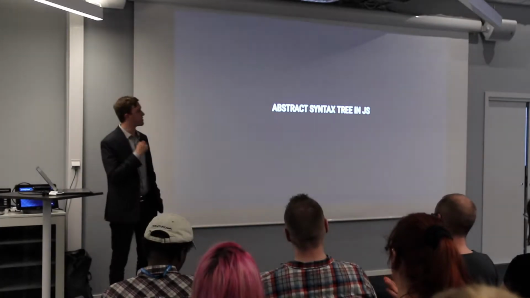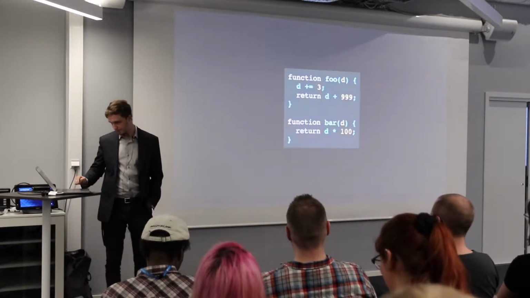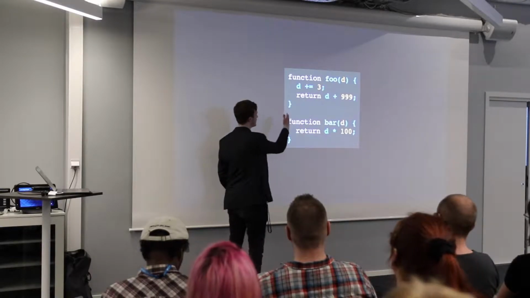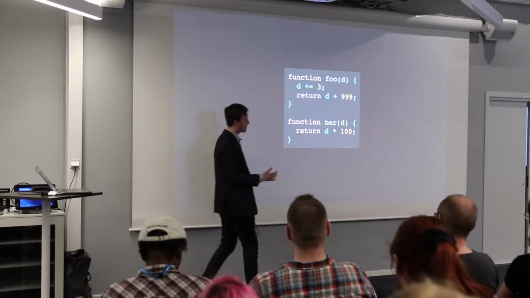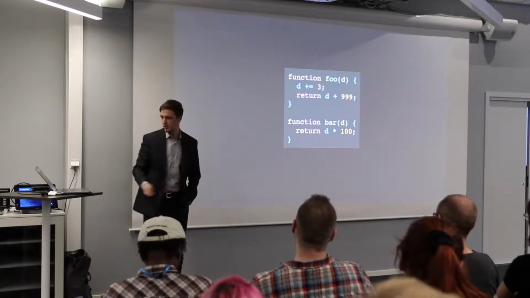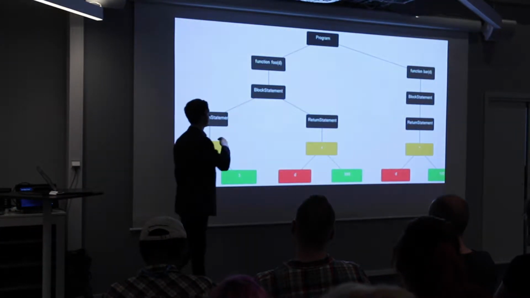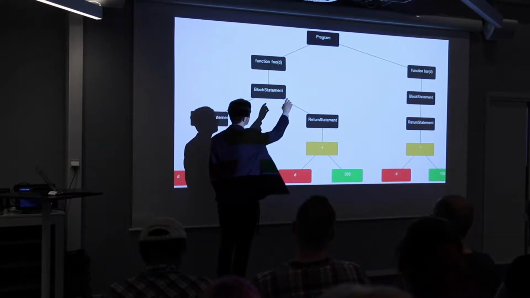What is abstract syntax tree in JavaScript? Let's say you have code like this. You have 2 functions, you're just doing something, and you're just returning something, pretty much the same, right? You're doing some math here. Then the AST for that program is going to look like this.